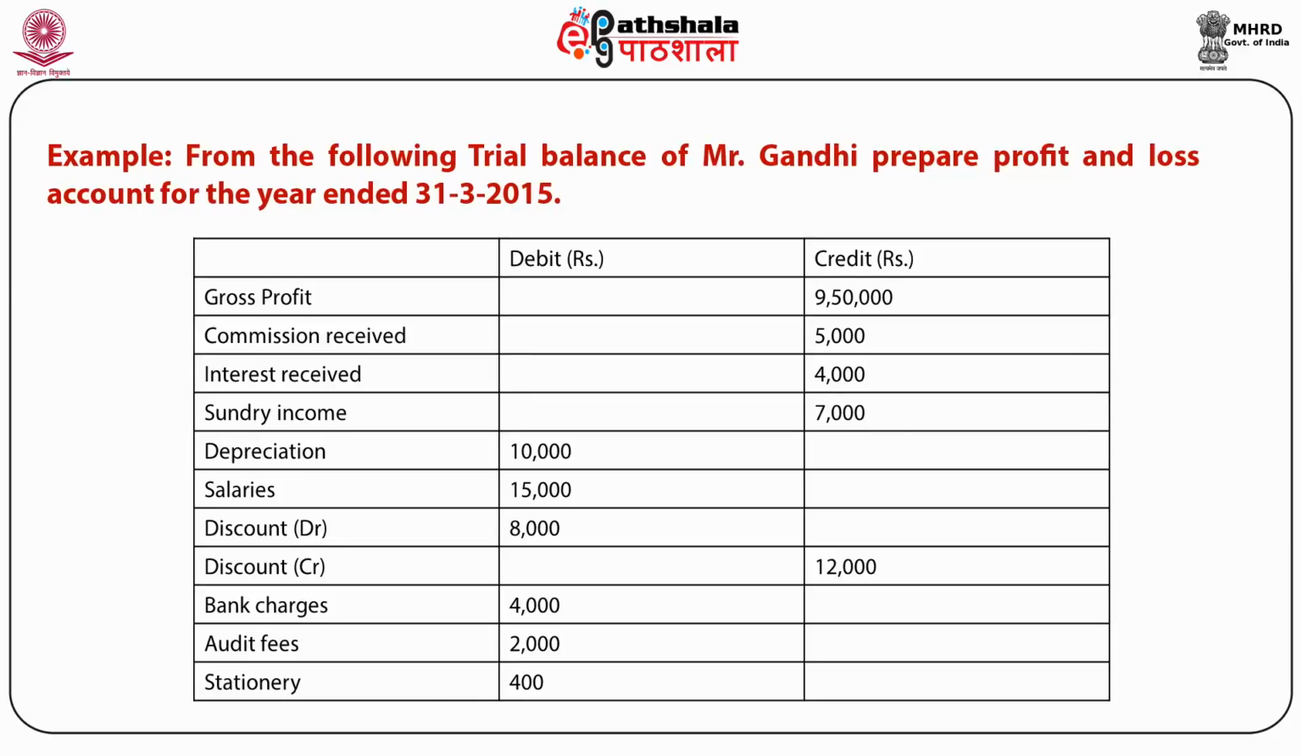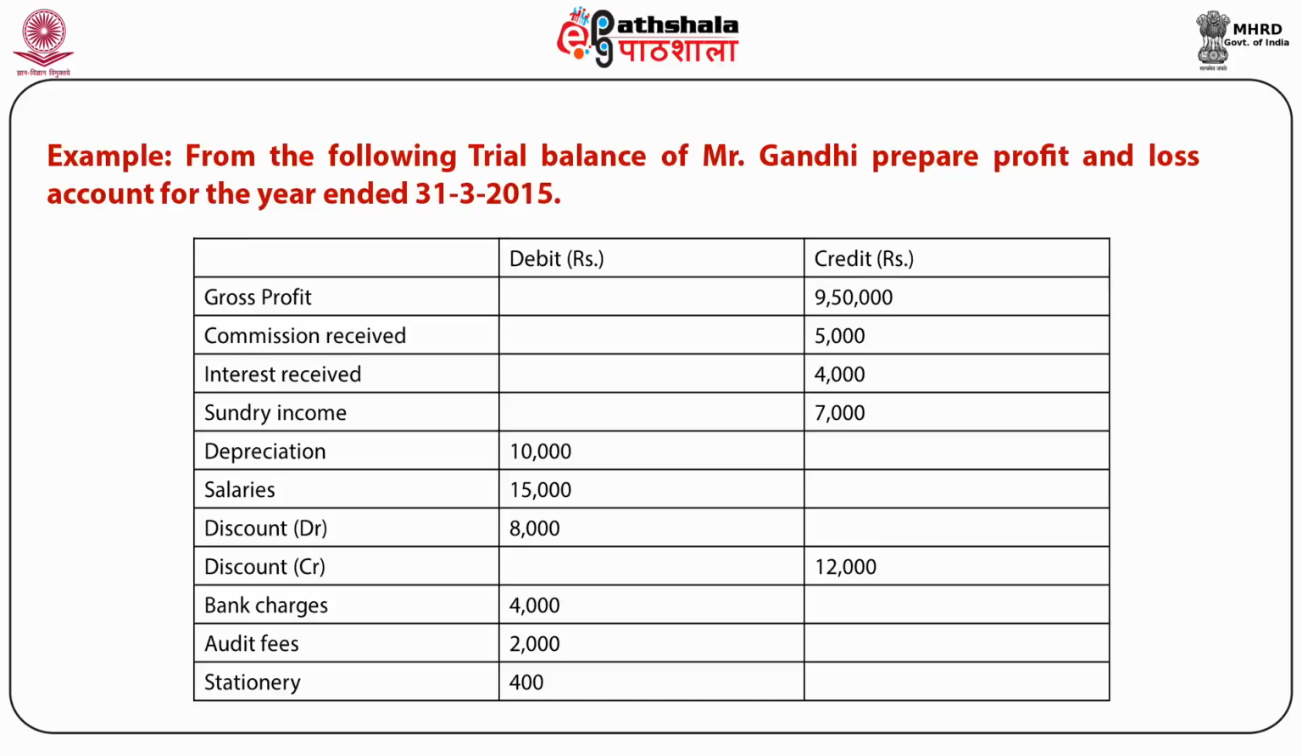We are provided with the information: gross profit, commission received, interest received, sundry incomes, depreciation, salaries, discount debit, discount credit, bank charges, audit fees, and stationery. So, for the purpose of preparing the profit and loss account, we have to identify the items of income. And the items of income are gross profit, commission received, interest received, sundry income, and discount credit or discount received.